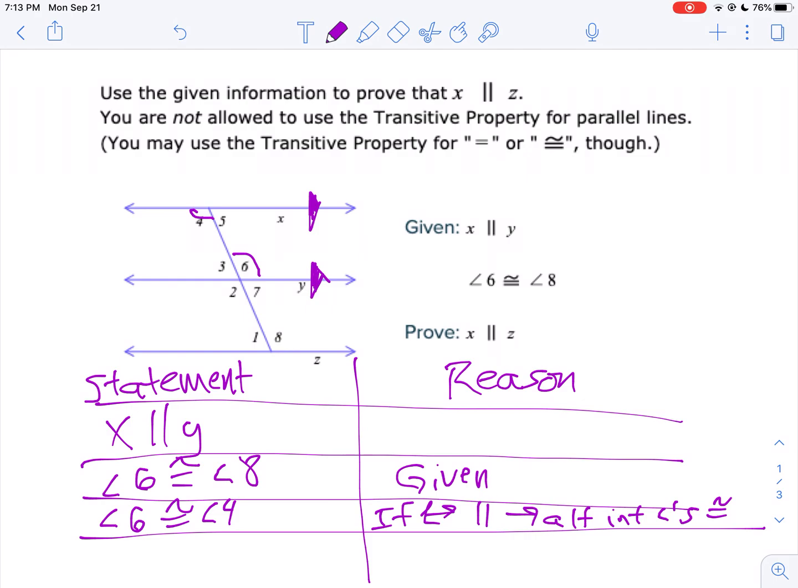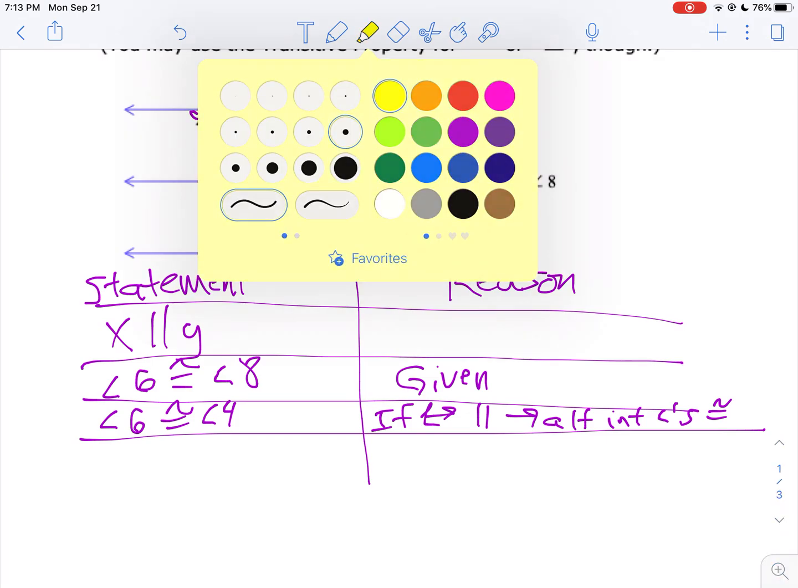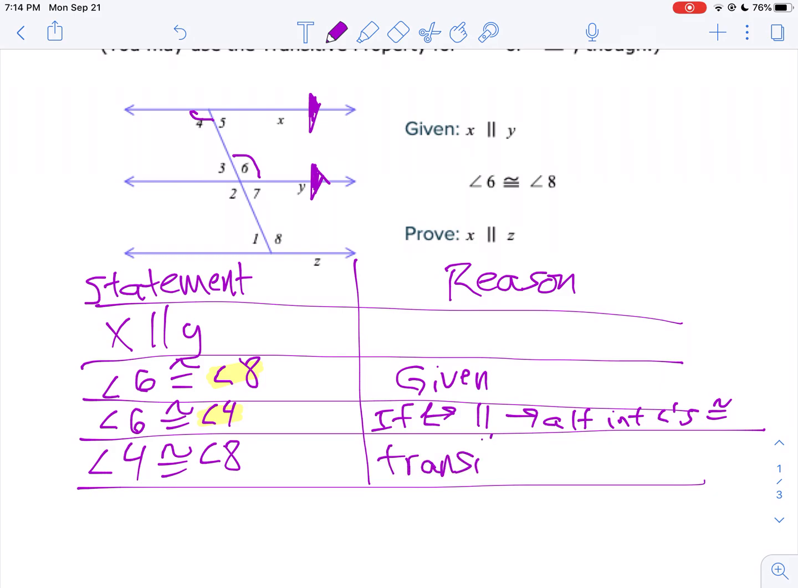So you have to find that choice. That'll be in the parallel line part. Now, look at what we have here. Let me change the color. We know angle 6 is congruent to angle 8, and angle 6 is congruent to angle 4. So by the transitive property, the everything's-congruent property, angle 4 is congruent to angle 8. That's the transitive property of congruence. I think they just put transitive on ALEKS, but if they have transitive property of congruence, we can do that. So we know angle 4 is congruent to angle 8.